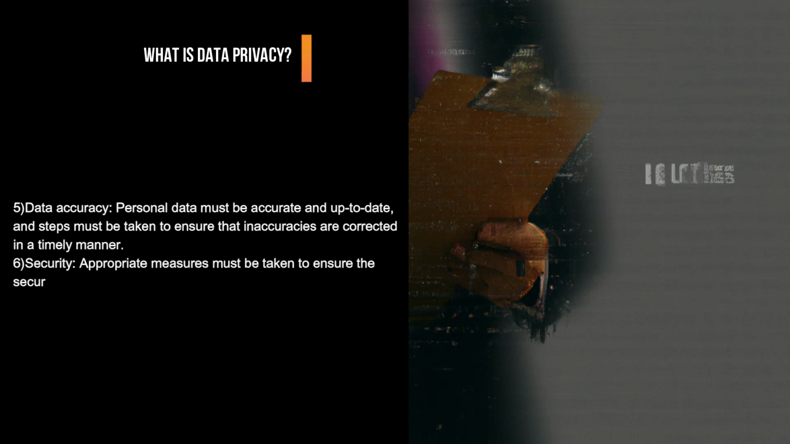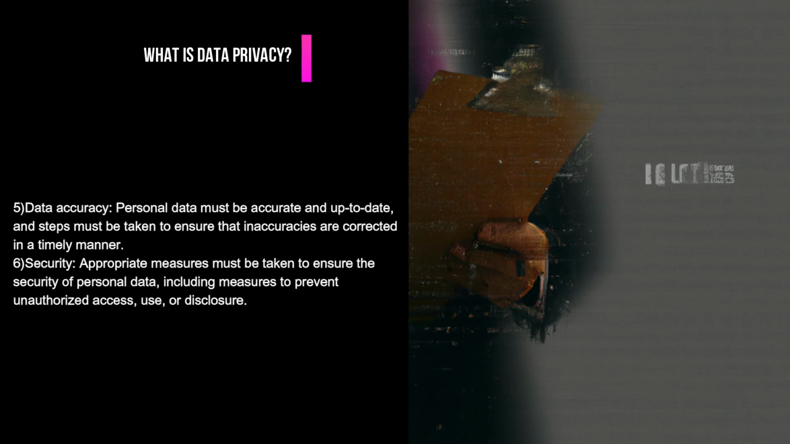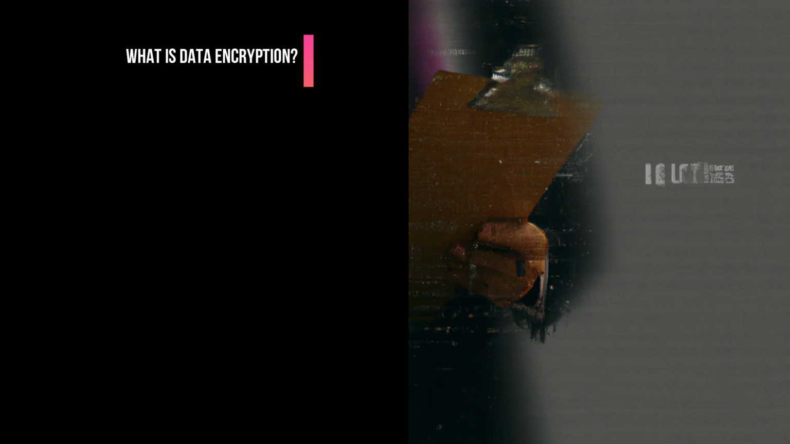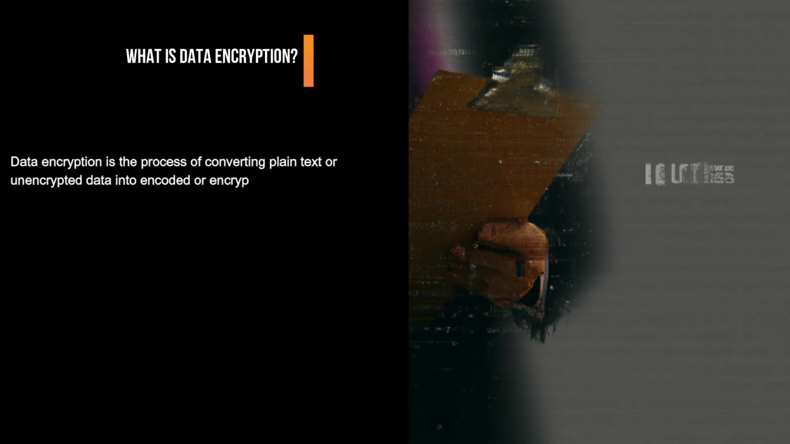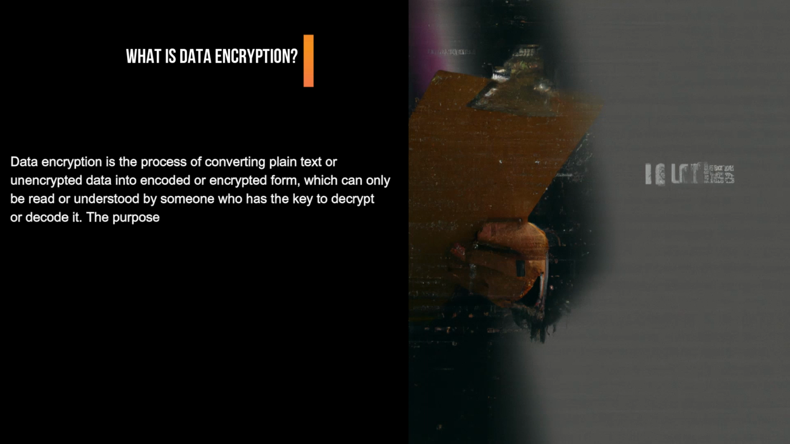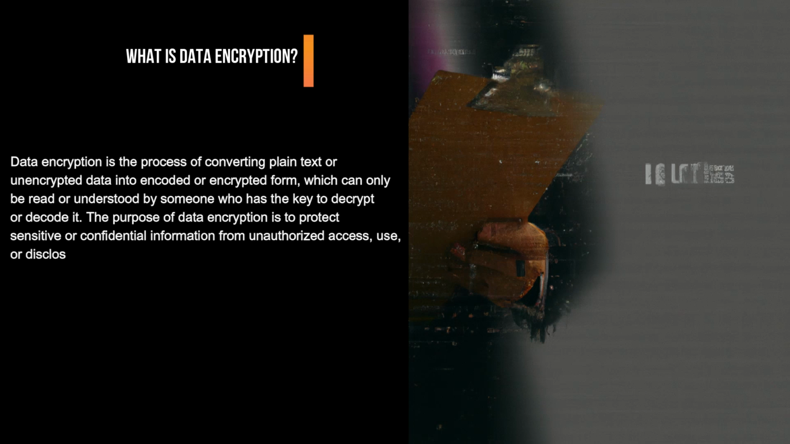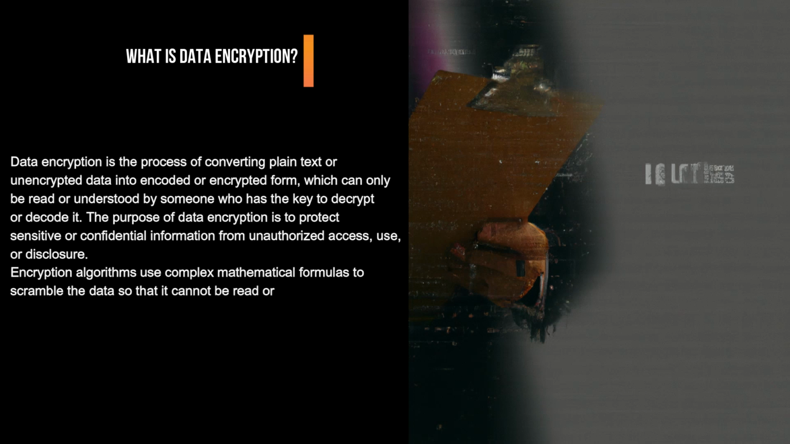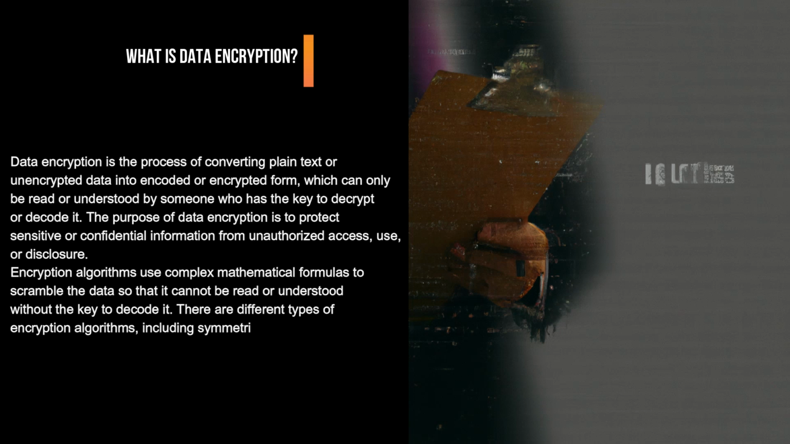6. Security. Appropriate measures must be taken to ensure the security of personal data, including measures to prevent unauthorized access, use, or disclosure. What is data encryption? Data encryption is the process of converting plain text or unencrypted data into encoded or encrypted form, which can only be read or understood by someone who has the key to decrypt or decode it. The purpose of data encryption is to protect sensitive or confidential information from unauthorized access, use, or disclosure.